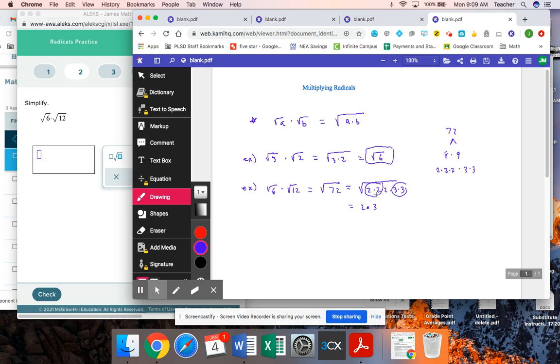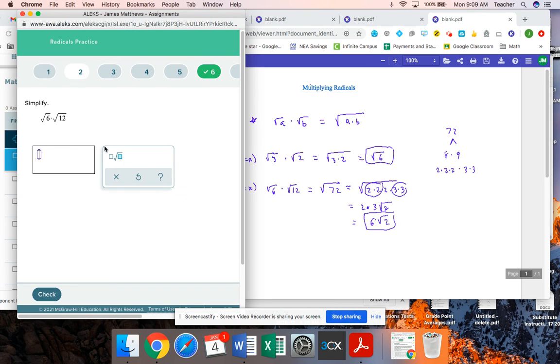Remember, these are factors, so I'm multiplying them all. And then on the inside, I have a 2 still, which is really just 2 times 3, or I can just do that math right now. 2 times 3, which is 6 on the outside, and the square root of 2. All right, so this is 6 square roots of 2.